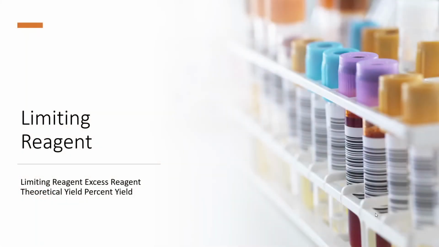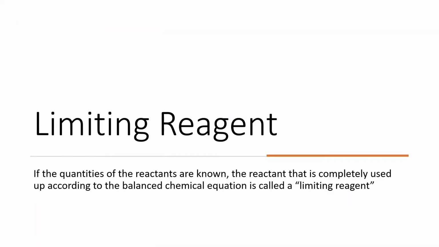In today's lesson, we will be talking about limiting reagents. The other terms that are involved in the reaction are excess reagent, theoretical yield, and percentage yield. Let's define the term limiting reagent. If the quantities of the reactants are known, the reactant that is completely used up according to the balanced chemical equation is called the limiting reagent.